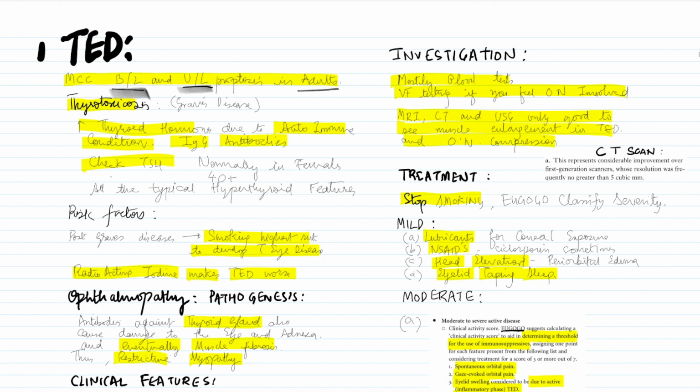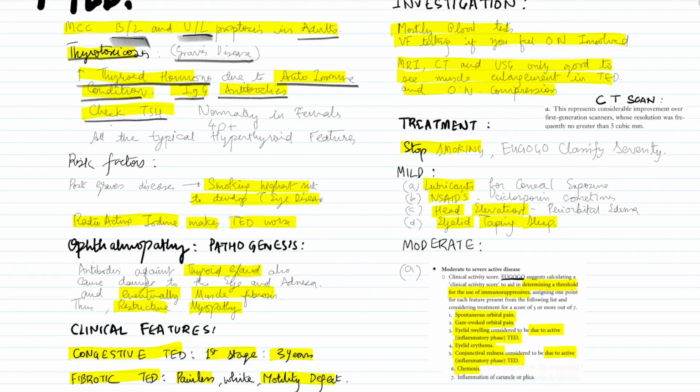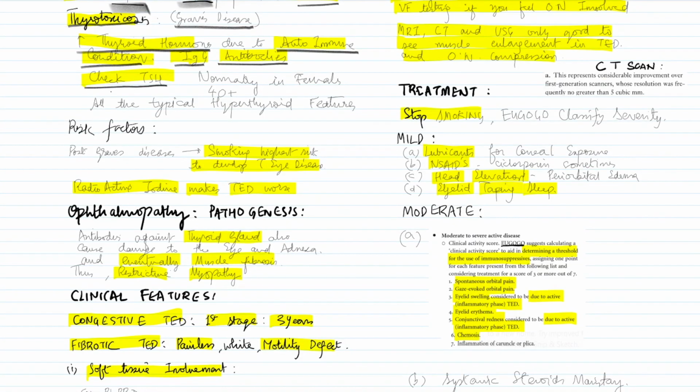This is associated with thyrotoxicosis, which is also known as Graves' disease, where an increase in thyroid hormones happens due to an autoimmune condition which causes an increase in IgG antibodies. You should always check a person's TSH when he has a thyroid eye disease, even if it's an ophthalmology case, to rule it out. This is normally seen in females 40 plus, and it has all the typical hyperthyroid features.